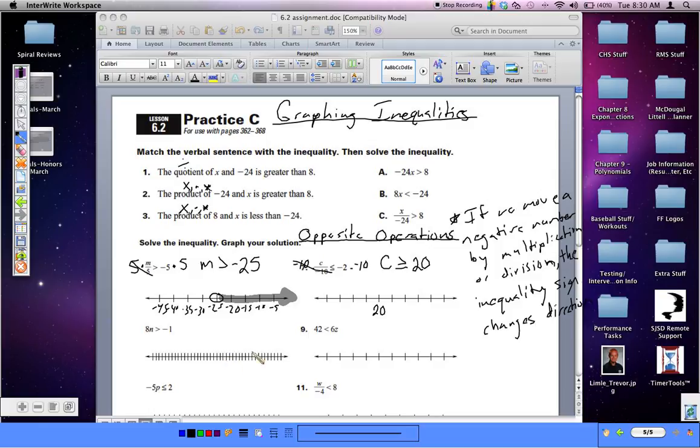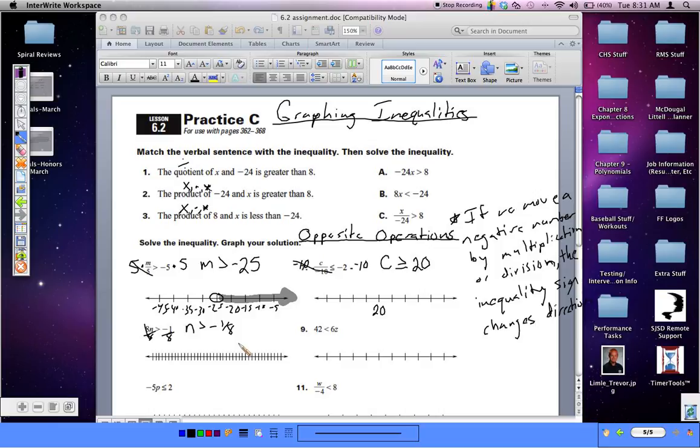So let's talk about this next one, because this next one turns out in a special situation as well. 8 times n is greater than negative 1. So I have to get rid of the 8. In order to get rid of 8 and undo the multiplication, I will have to divide. What I do to one side, I also do to the other, so that cancels. It leaves n. Notice I divided by a positive number, so my sign stays the same direction: n is greater than negative 1 over 8.